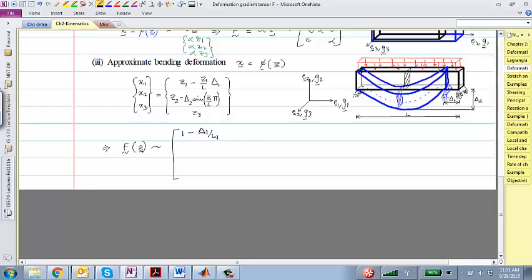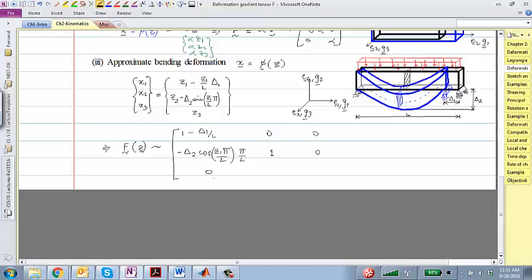1 minus delta 1 over L, not L1, just delta L, delta 1 over L. A derivative with respect to z2, z3? Okay. And the second component, derivative with respect to z1? Negative delta 2 cosine of z1 pi over L times pi over L. Agreed? And derivative with respect to z2? Just 1. And derivative with respect to z3 is 0.